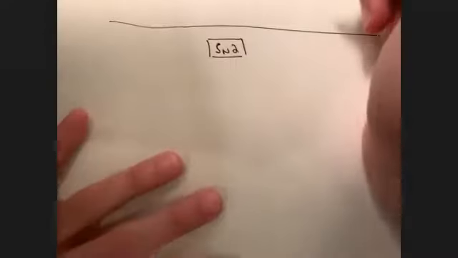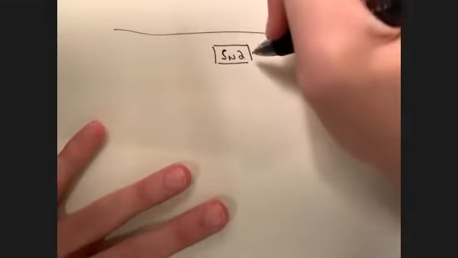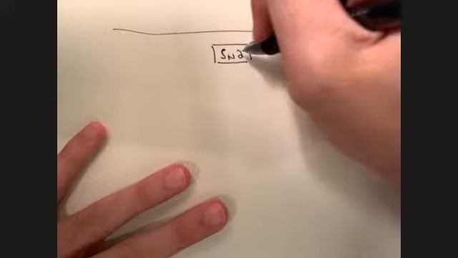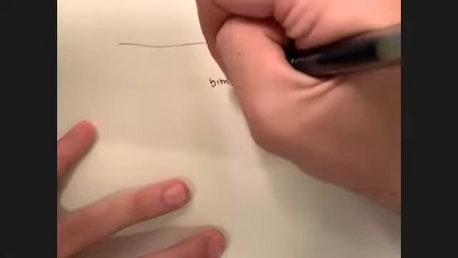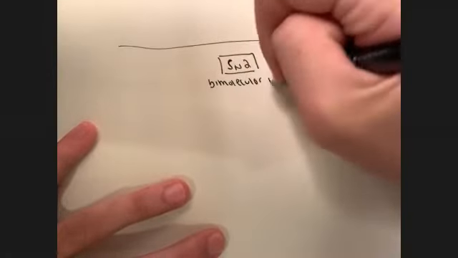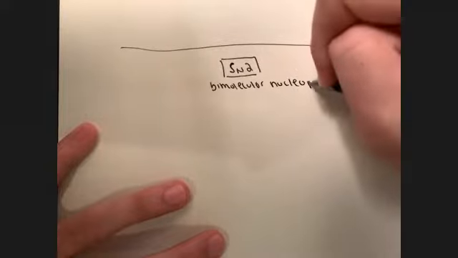Okay. So let me just briefly go over Sn1 and Sn2 and E1 and E2. So let's start with Sn2 first. Sn2 is the easiest to understand. So Sn2, we're going to read this backwards. So it's 2 meaning bimolecular, N meaning nucleophilic, and S meaning substitution. So this reaction is called a bimolecular nucleophilic substitution reaction.